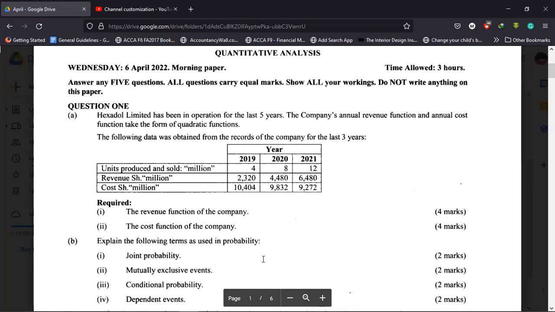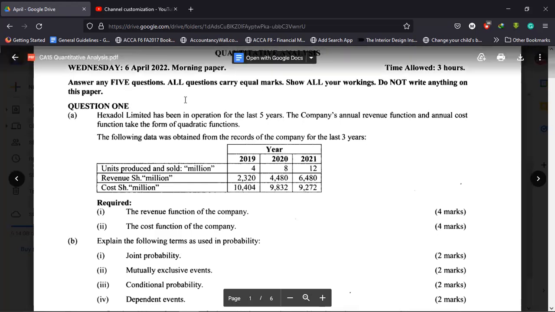So when I look at this question, I have already been given 3 points on a curve. You can see we have different numbers of years. The data is given there. So we are going to start with the revenue function straight away.